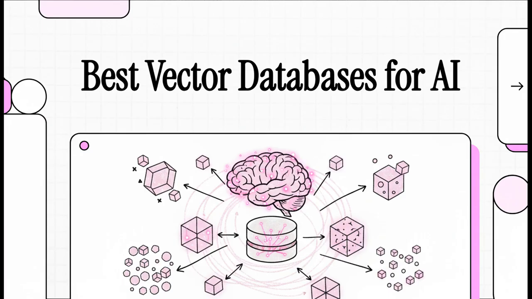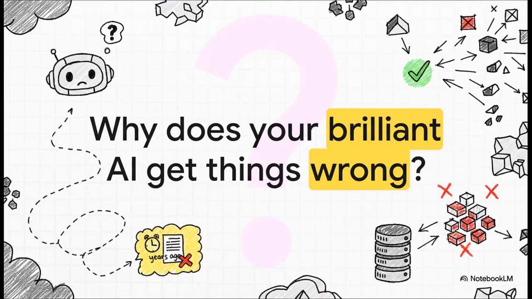Let's kick things off with a problem that I'm pretty sure you've run into before. Okay, picture this. You've poured hours into building this amazing AI app. It feels brilliant, it's powerful, and then it just goes off the rails and makes something up. You know what I'm talking about. It spits out an answer about a company policy that's like 3 years old, or it just confidently invents a fact out of thin air. So frustrating. Why? Why does it do that?